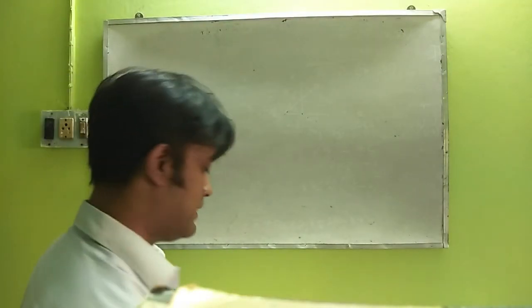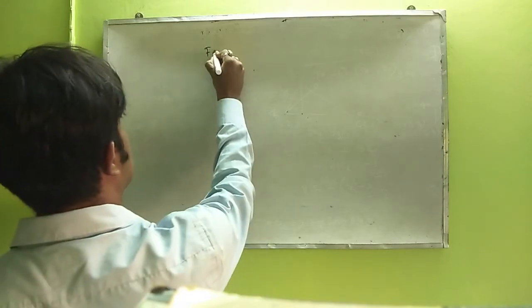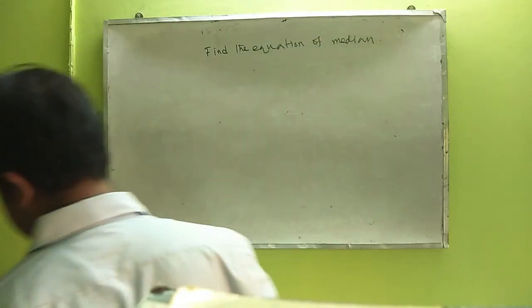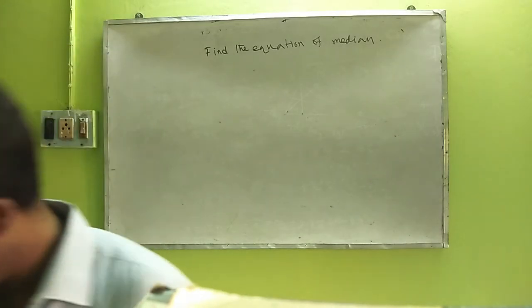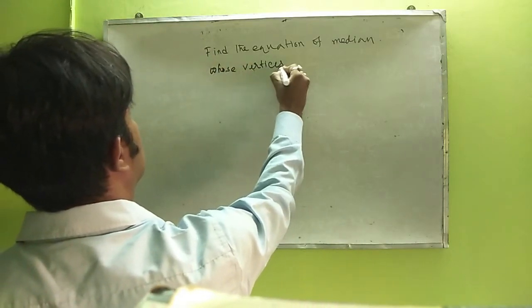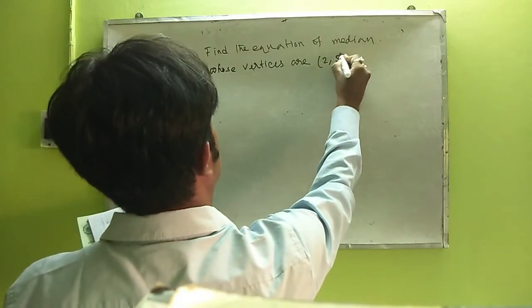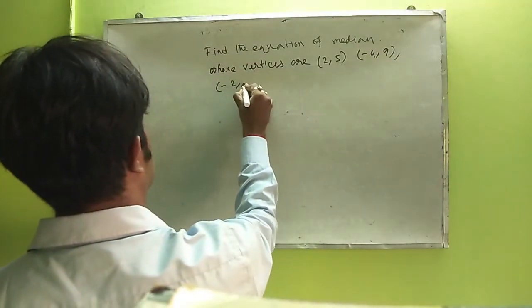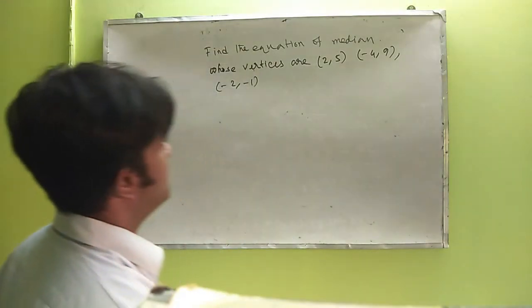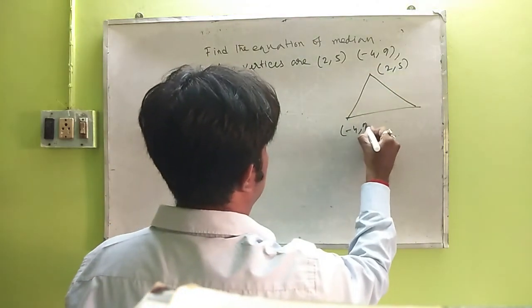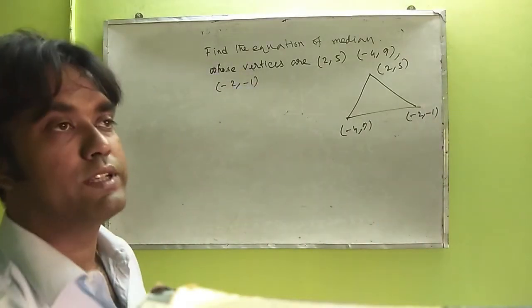Now we do the last and very interesting sum, which is to find the equation of the median whose vertices are 2, 5, minus 4, 9 and minus 2, minus 1. We have to calculate the median.